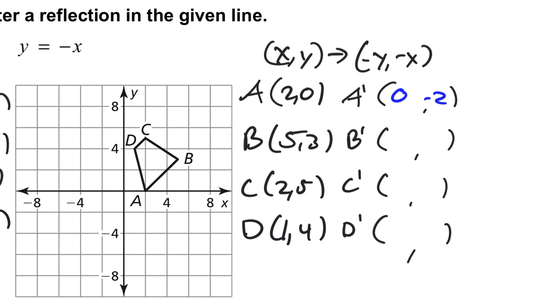If I swap the 5 and the 3, I'm going to get 3. I'll get 5, but let's multiply them both by a negative. And then so C would be -5, -2, and D would be -4, -1. And now I can go ahead and graph these.